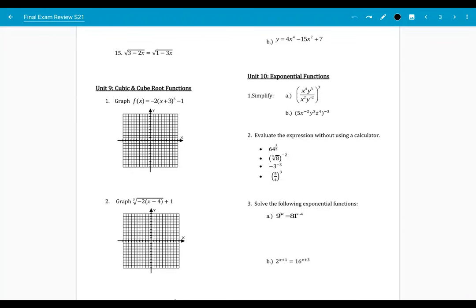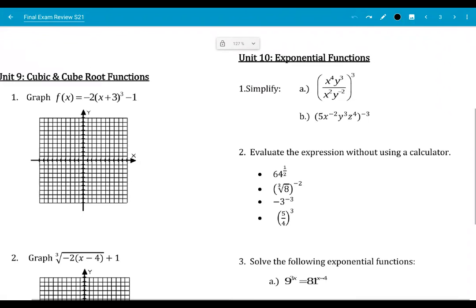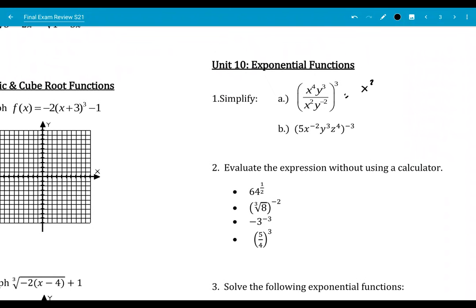All right, guys, so I'm going to cover exponentials and logarithms. So for the Unit 10 problems, if I'm asking you to simplify, we want to multiply everything inside. So what this is going to give you is x over 4, x over 2 is going to turn into x over 2 because we subtract.